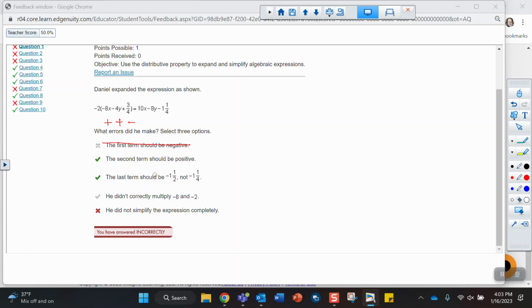The last term should be negative 1/2 and negative 1/2, not negative 1/4.